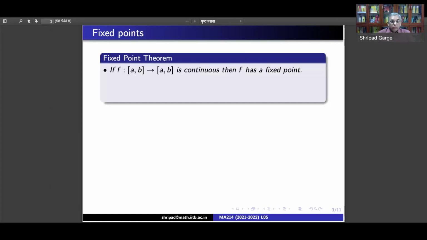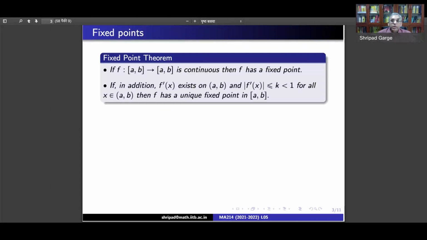And moreover, what we are later going to do is to try to get a sequence converging to the fixed point. So we are interested in checking whether the fixed point is unique. If, in addition to the function being continuous, your derivative exists on the interior, on the open interval (a, b), and the derivative satisfies the condition that its modulus is less than or equal to k for all x in the interior, then f has a unique fixed point. So these are very nice theorems.